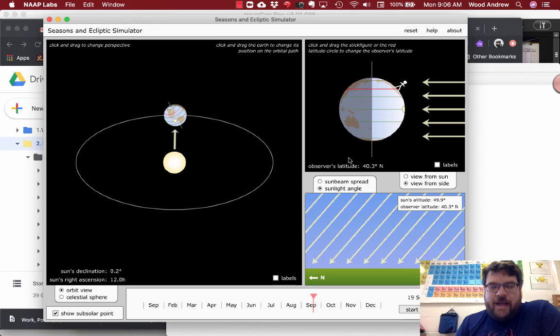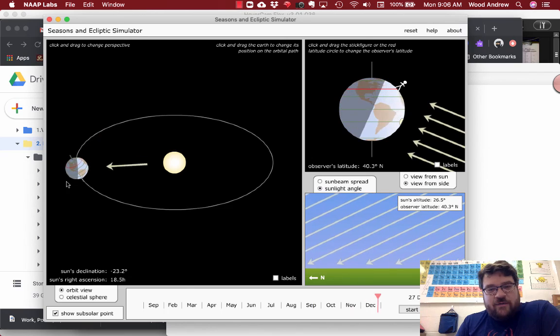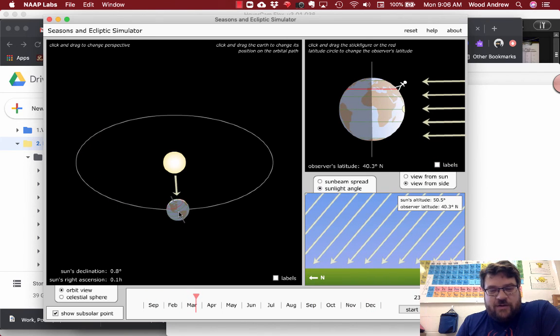Well, if you know a little Latin, equal night means equinox. That's where the word actually comes from. So during the equinoxes, we get exactly half the amount of daylight, half the amount of darkness. It's the nice medium point. So here we have the fall or the autumnal equinox. And then, of course, on the other side, we would have the spring or the vernal equinox.